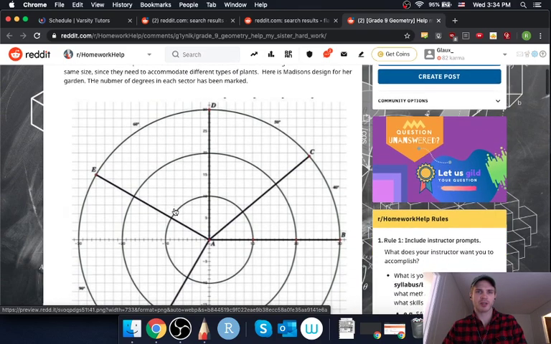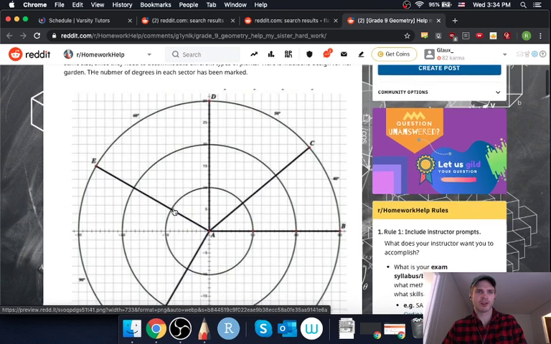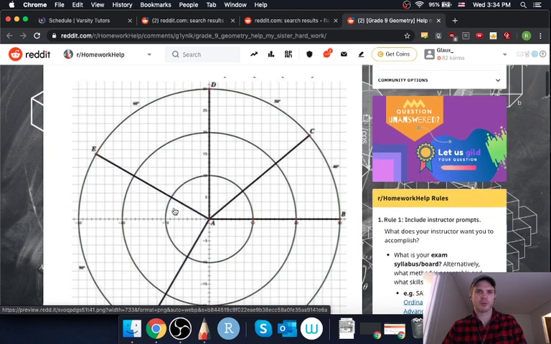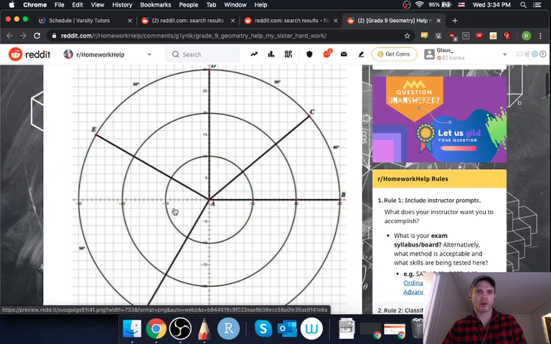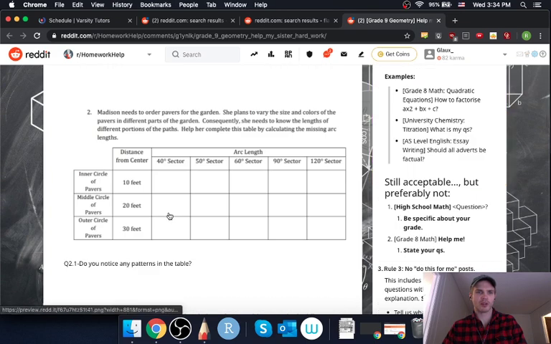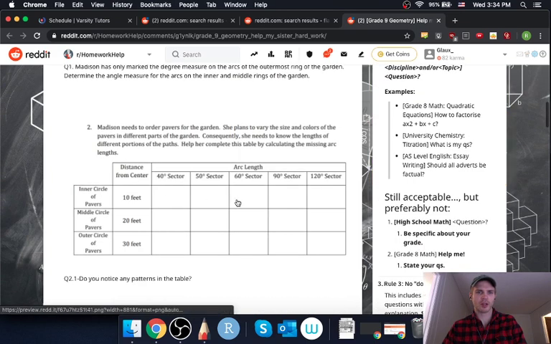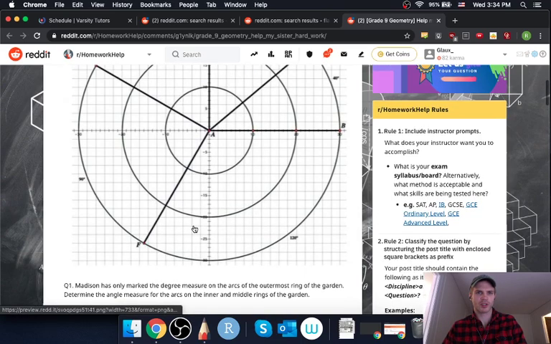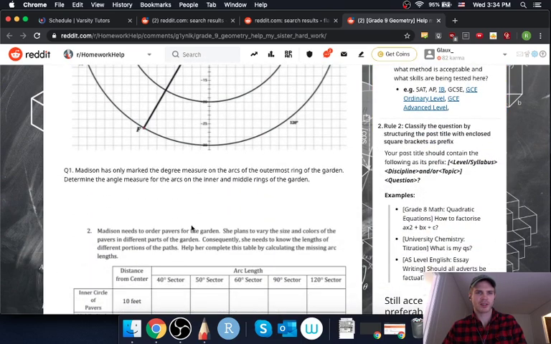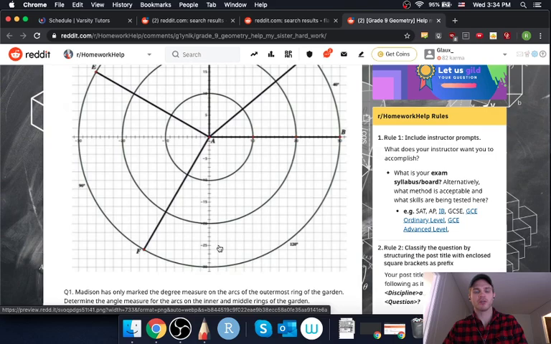That's very cool. The sectors of the garden will not be the same size, since they need to accommodate different types of plants. Here's Madison's design for a garden. The number of degrees in each sector has been marked. So, oh, this is wild. Okay, so here's the arc length of all the sectors. So question 1 is, Madison has only marked the degree measure on the arcs of the outermost ring of the garden. Determine the angle measure for the arcs on the inner and middle rings. So these are the same. You can see that this is the same angle.